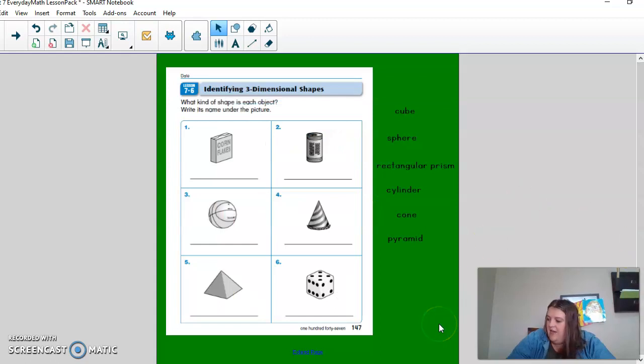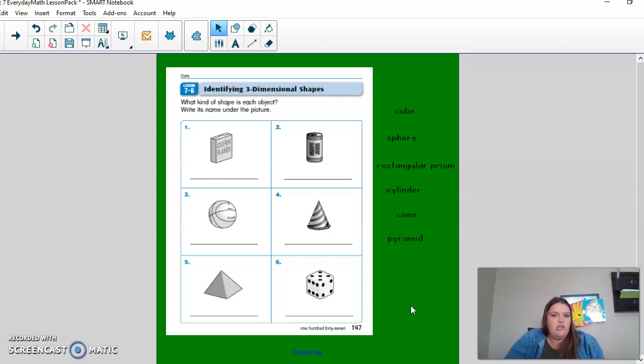And here we have identifying 3-dimensional shapes. So I want you to pause this video and put in the words for which one goes where. Now, if you don't know one of them, I would do the ones that you do know to help you eliminate some of your choices. So go ahead and pause, write in the words under which 3-dimensional shape goes under which one.